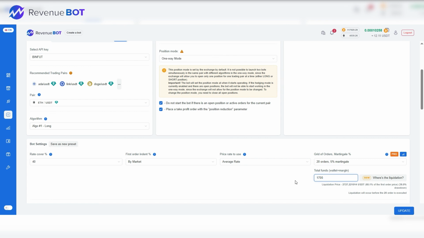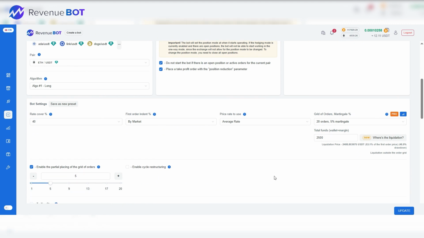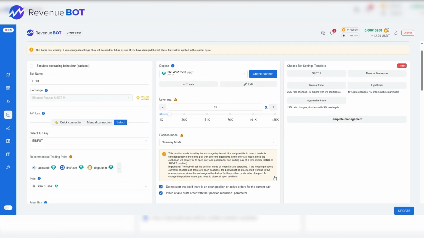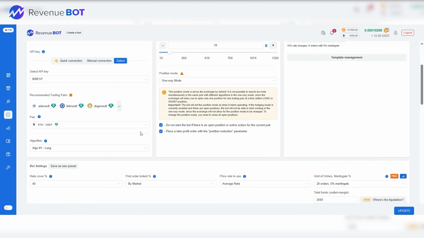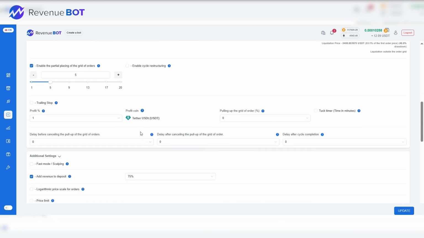Our recommendation: use the ratio of the bot's deposit to the total exchange balance of 1 to 3. For example, this is $860 bot deposit and $2,500 on the exchange balance. We check where liquidation will occur, and we see that liquidation will definitely happen outside the grid. The entire grid is gone, and the price needs to move in the opposite direction by 6 to 7% for it to happen. All risk management depends on you, so do not trade with all your money.